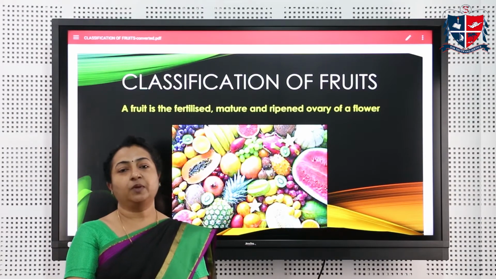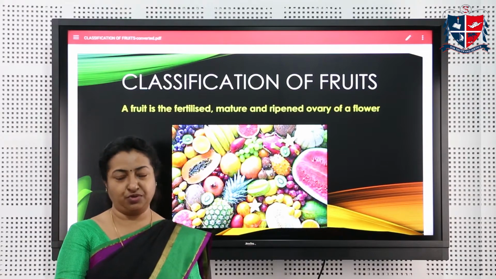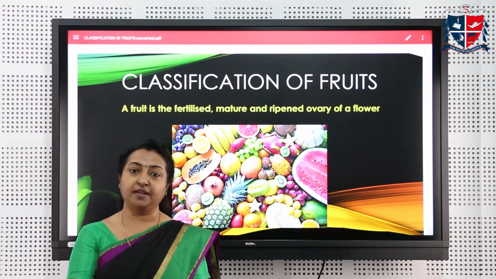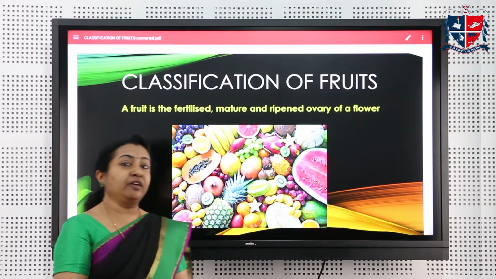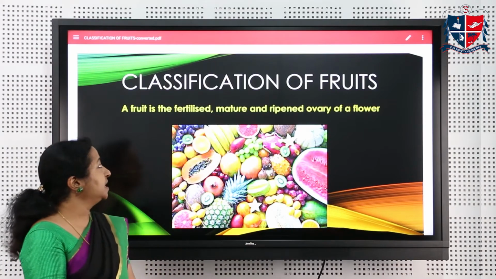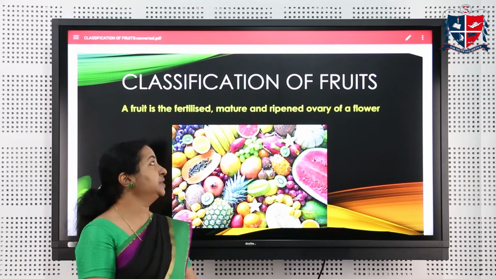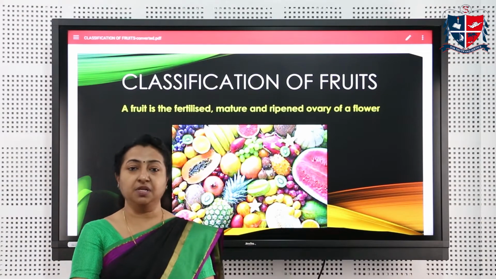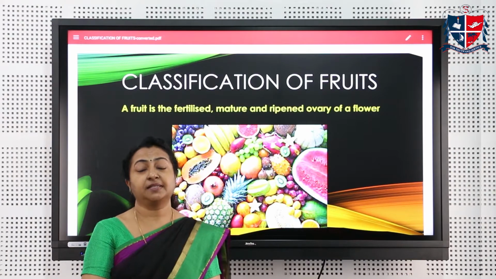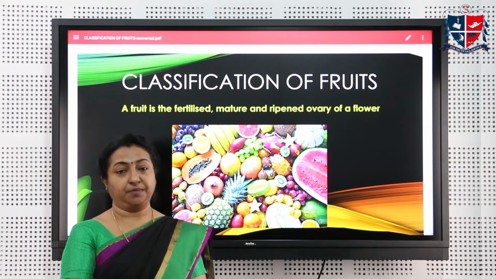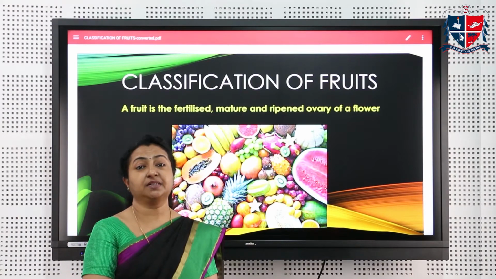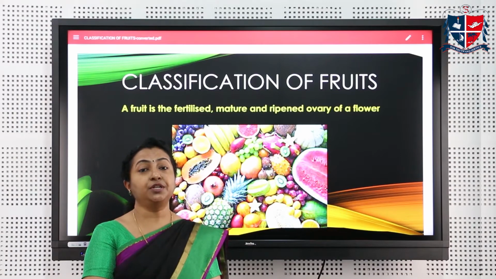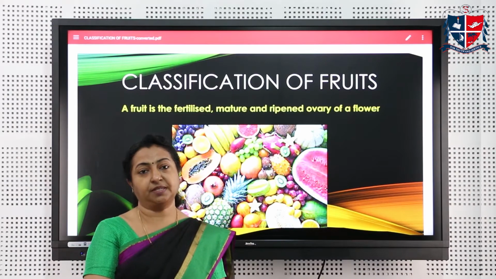Today, in this session, I will be dealing with the classification of fruits. But before going into the classification, let us see the definition of fruits and their significance. What are fruits? A fruit is the fertilized, mature and ripened ovary of a flower. Besides being a source of food for all animals, fruits serve as the seed dispersal vehicle that helps to scatter seeds far and wide. This helps the plant to continue to propagate the species.